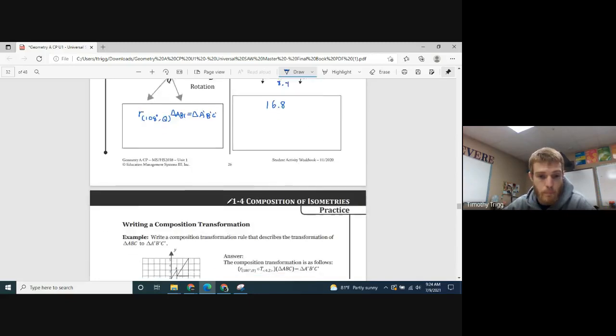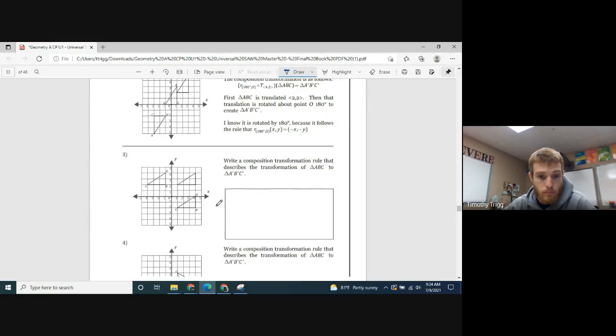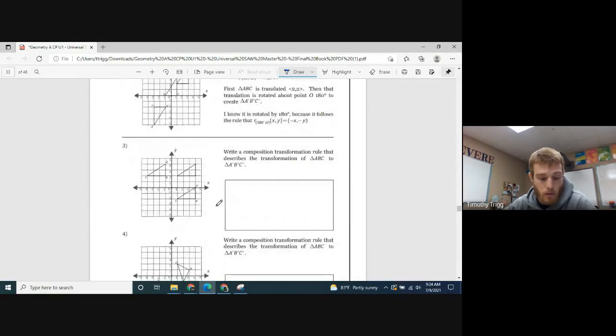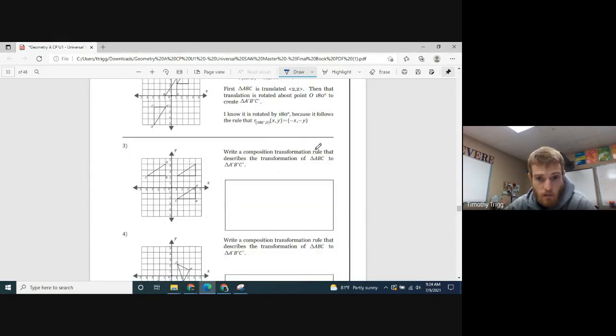Okay. Now let's work on questions 3 and 4 on page 27. In this case, we need a composition transformation rule that describes the transformation from triangle ABC to triangle A prime B prime C prime. First, let's go from triangle ABC to this triangle over here. How would I go from the starting triangle to this triangle on the right? You can see it would probably just be a translation. It's just pushed over, right? So it would be a translation.